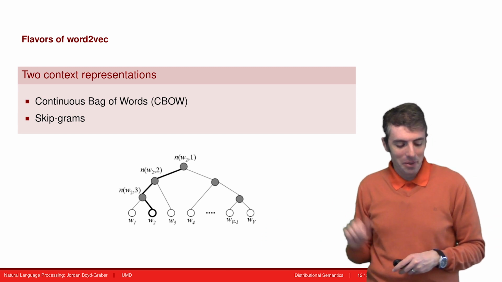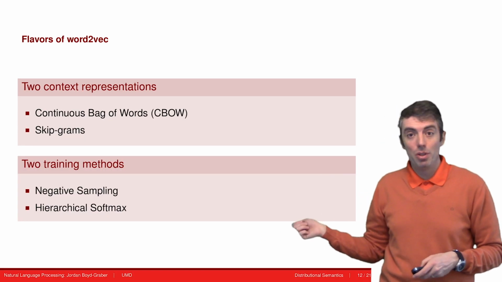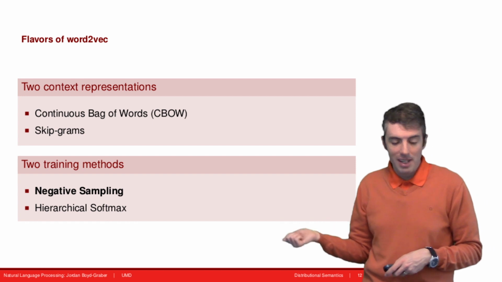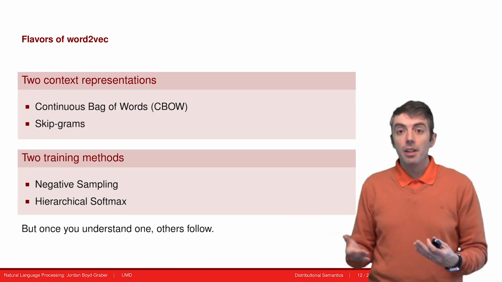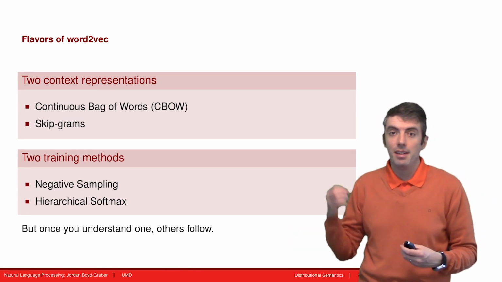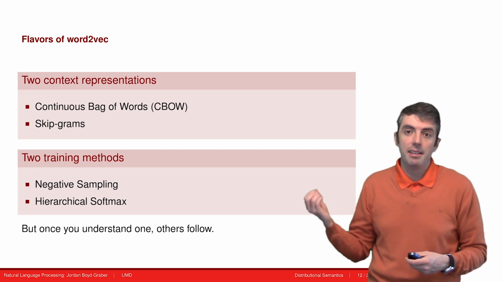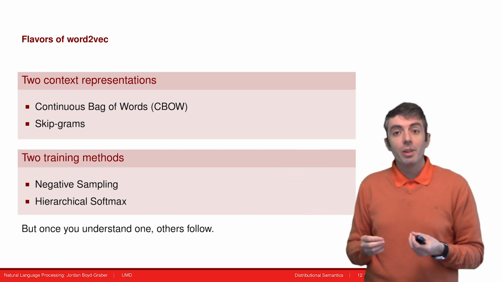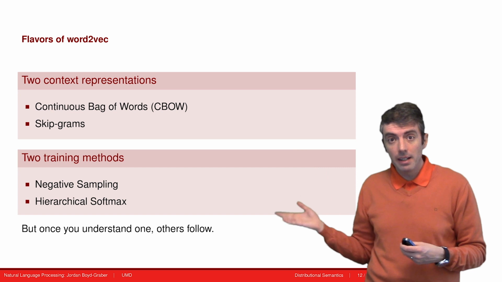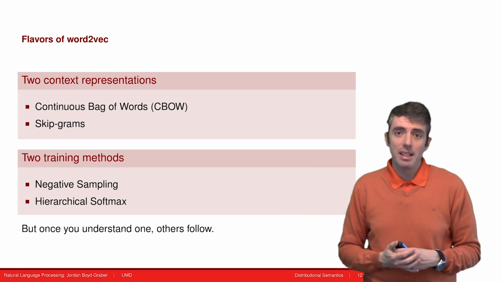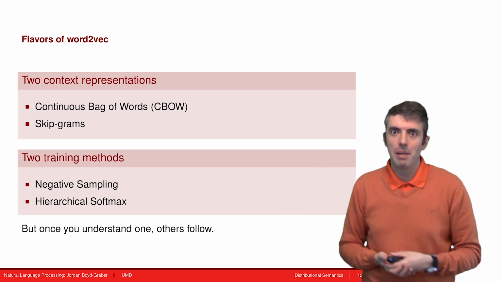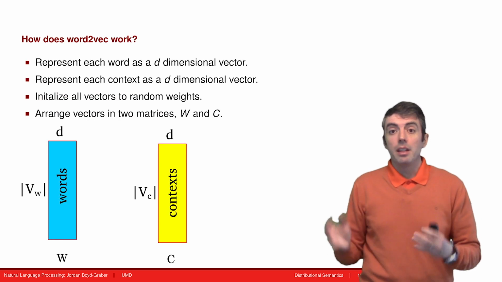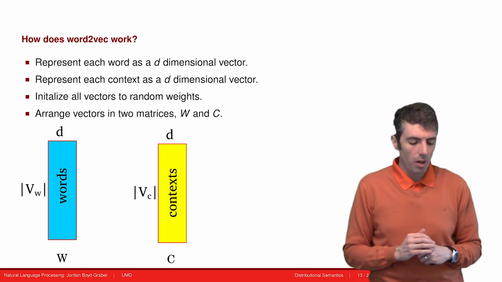Instead, we're going to focus on the more intuitive option, negative sampling. Even though we're going to focus on negative sampling and the skip-gram model, once you understand the intuitions behind these two variants, the others follow pretty easily, and you can actually read the paper and understand what's going on. Okay, so how does Word2Vec work?